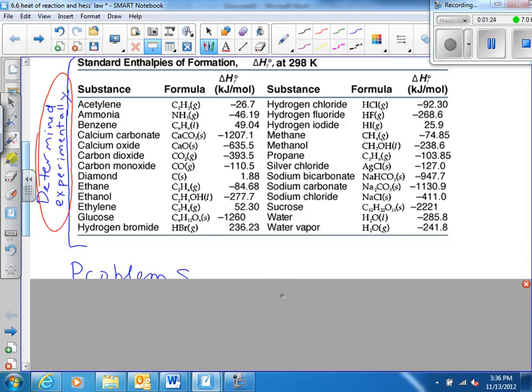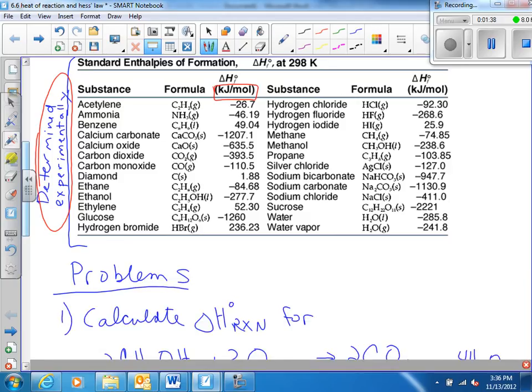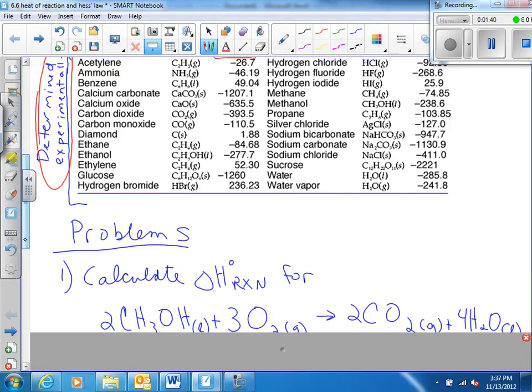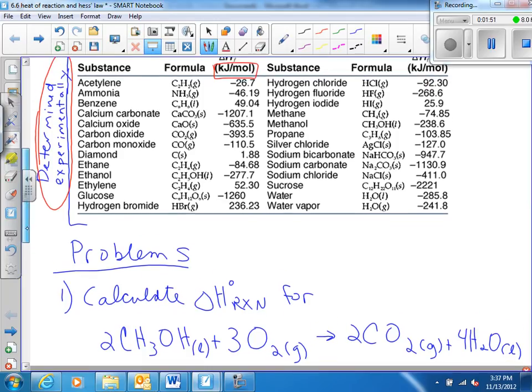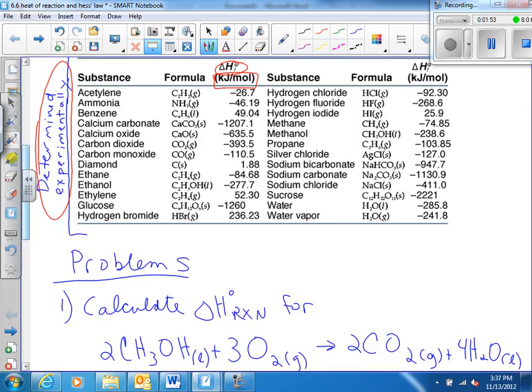Some important things to note before we go into this: the units for standard heat of formation are kilojoules per mole. Sometimes they're in kilocalories per mole, but we're going to be using joules for our energy units. So we are going to calculate the heat of reaction for this reaction given right here. The first thing you want to do, if you're given heats of formation, is put the values of the heats of formation above the reactants and products and use that to do your calculation.